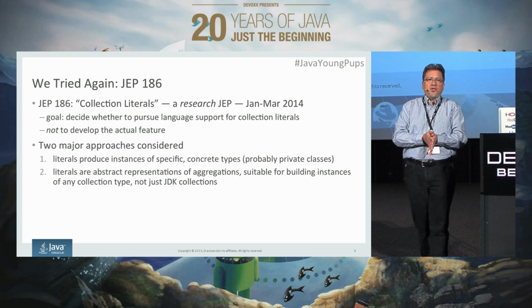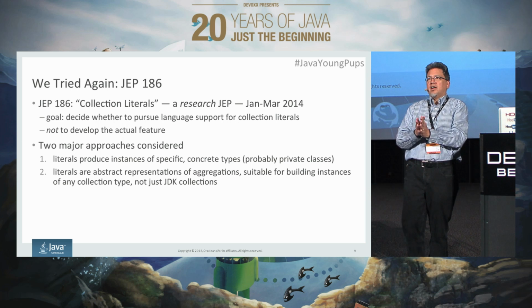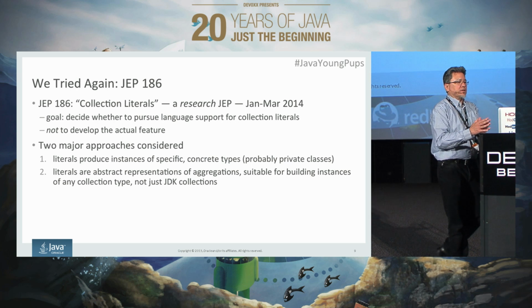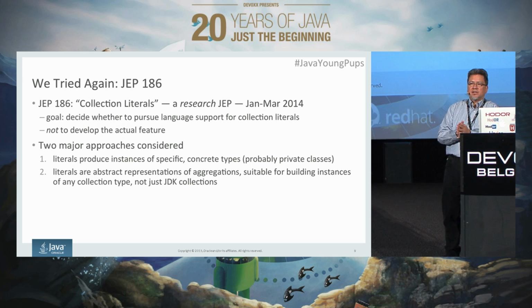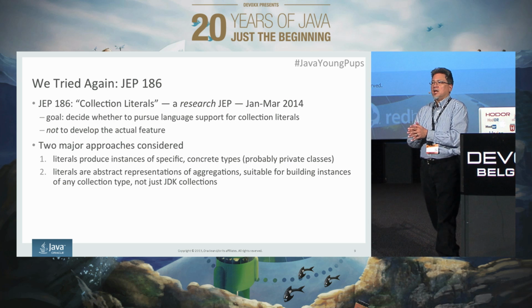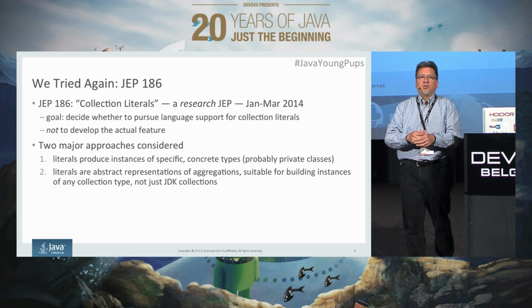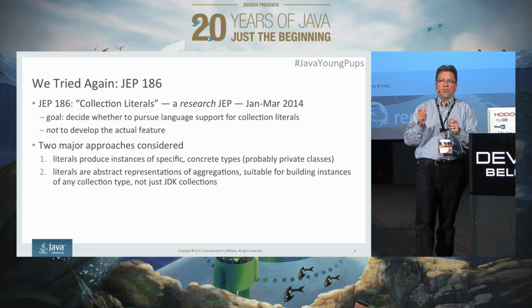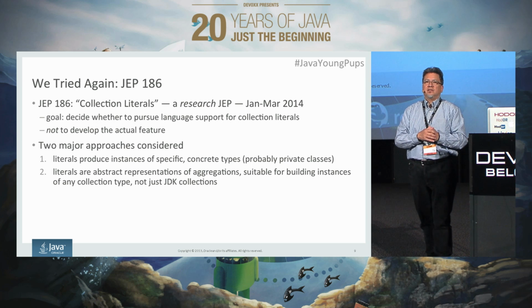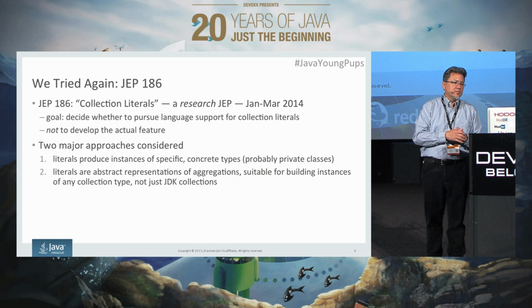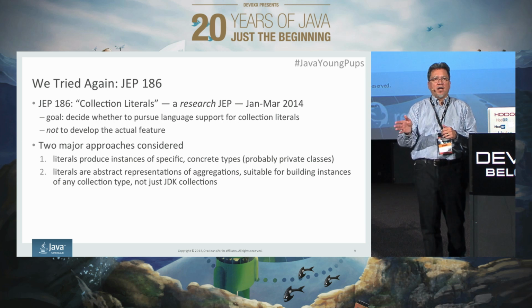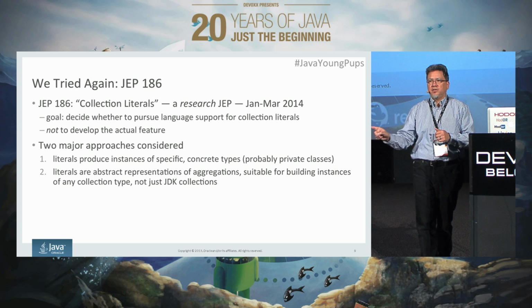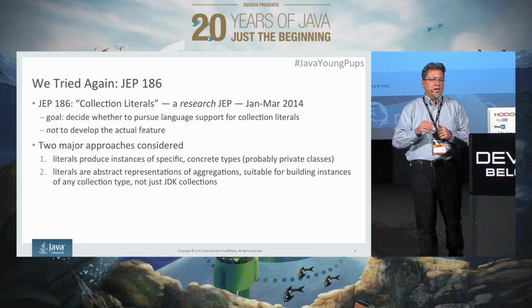So I would divide this down into two major approaches for how to proceed with collection literals. One was actually very similar to Josh Bloch's earlier Project Coin proposal, which was to develop a syntax and have that syntax be bound directly to particular concrete classes in the library. Now, those classes might be public or private, that's kind of a detail, but the point is you have a language feature that is bound directly to concrete classes in the library.